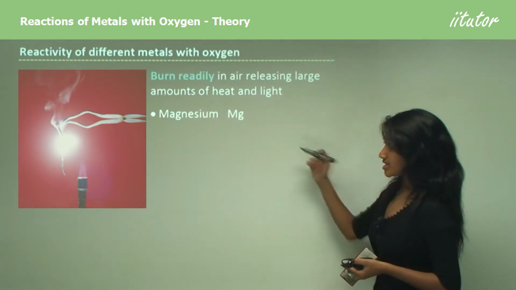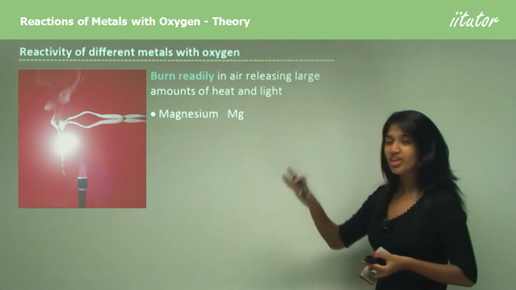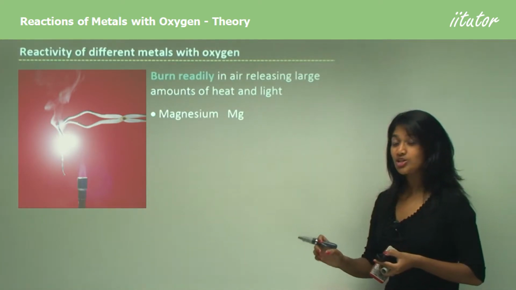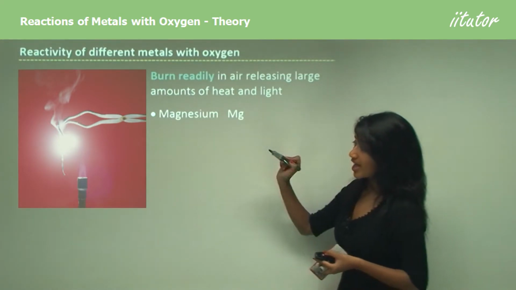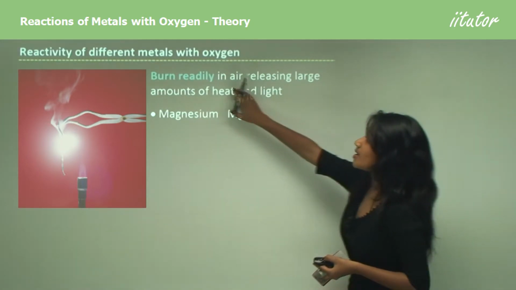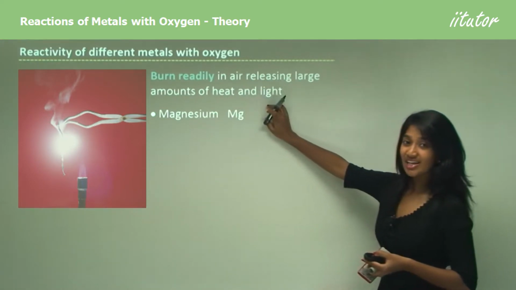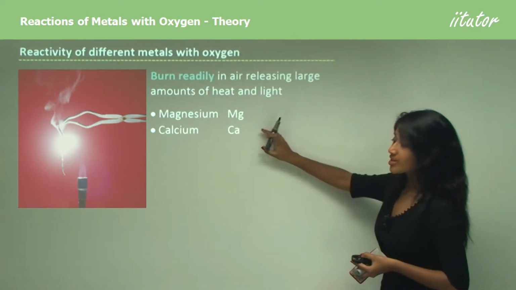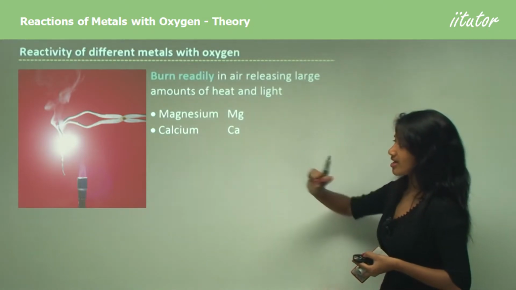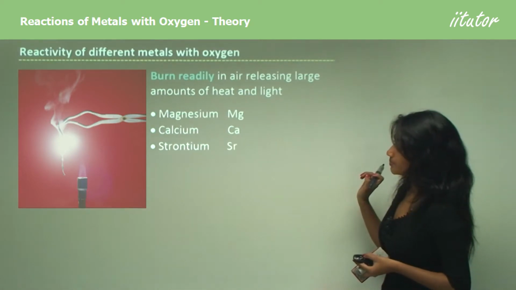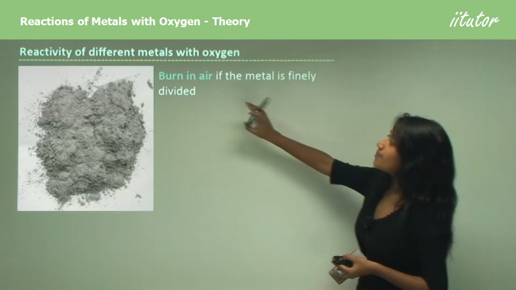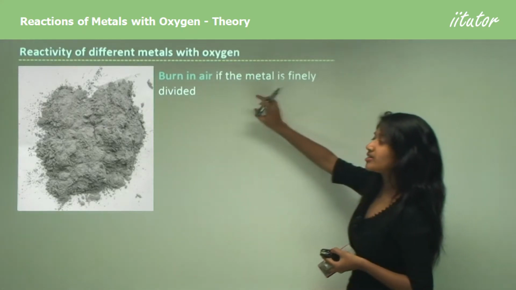And these are magnesium. So for example, magnesium, I think you may have done this in school where you burnt a magnesium strip. When you did this, a very bright flame like that over there was exposed, and this is the burning in the air to produce heat and light. We also have calcium. You probably didn't do this at school because calcium is a very unstable metal, and strontium, barium. Now these burn in air if the metal is finely divided.